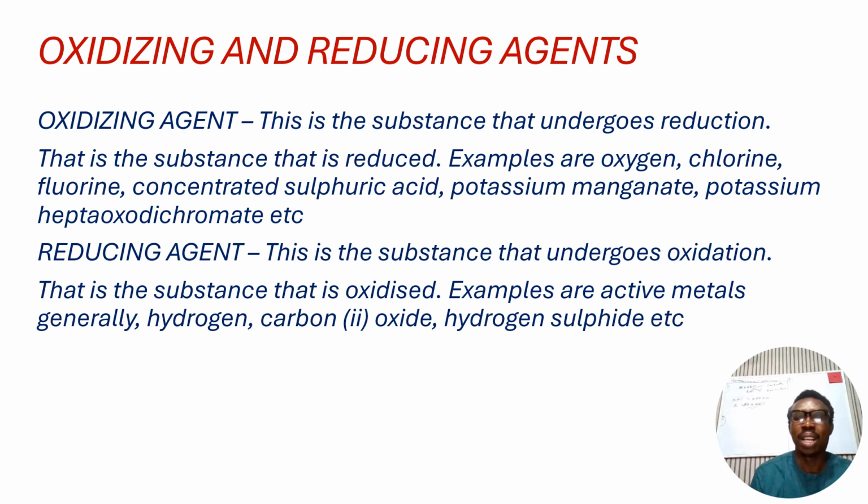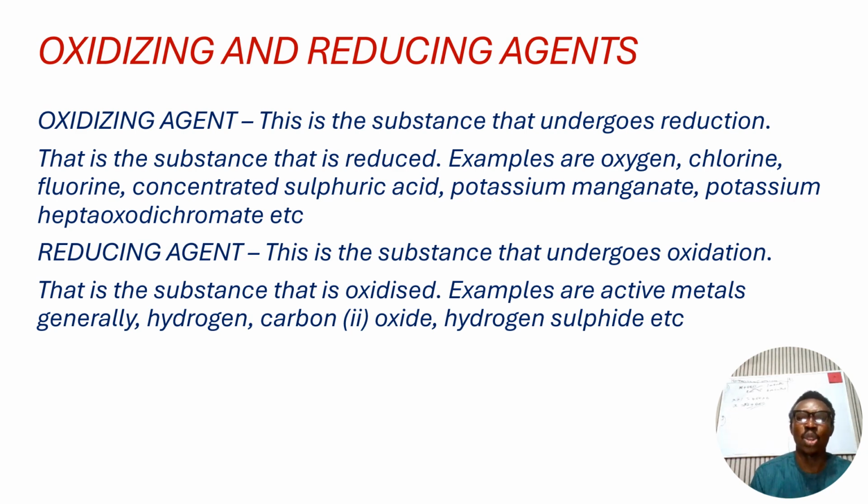Examples of oxidizing agent. Non-metals are oxidizing agents because non-metals ionize by gaining electron. When they gain electron, they become negatively charged. So examples of oxidizing agent are oxygen, chlorine, fluorine, and other non-metals, concentrated sulfuric acid, potassium manganate, potassium dichromate, and others. So when we talk about oxidizing agent, it is the substance that is reduced in a reaction, the substance that gains electron, the substance that hydrogen is added to, and the substance that oxygen is removed from, the substance that decreases in oxidation number. And these are examples of what? Oxidizing agent.